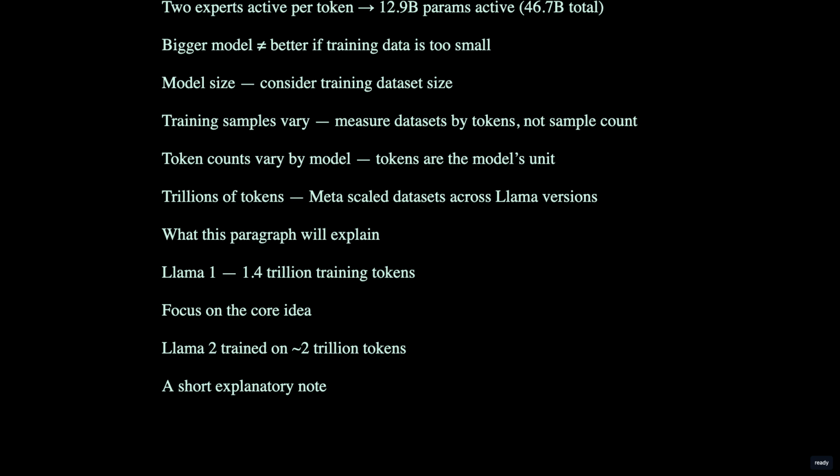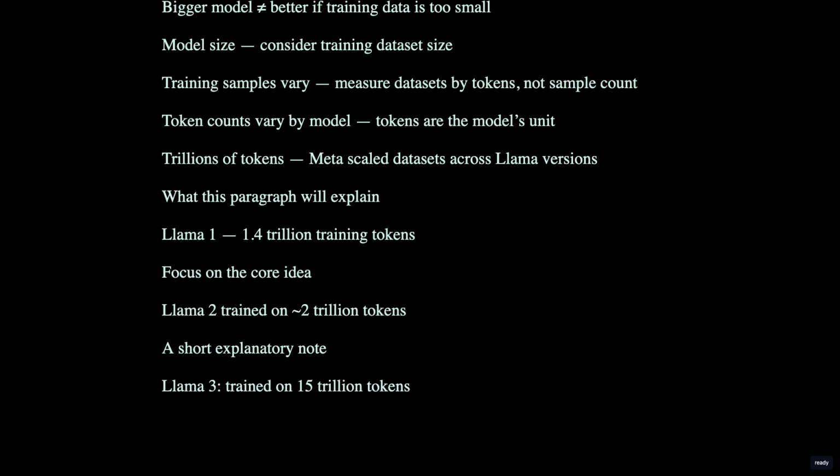Llama 3 was trained on roughly 15 trillion tokens, a very large multilingual and multi-domain corpus. That increased scale helps the model learn subtler patterns and broader knowledge, but also increases compute costs and raises questions about data sources and alignment.